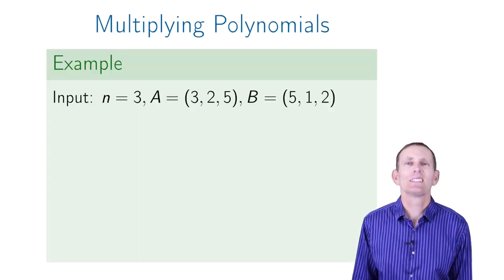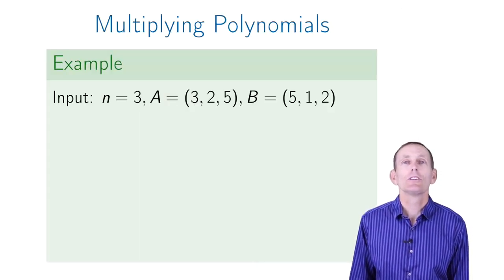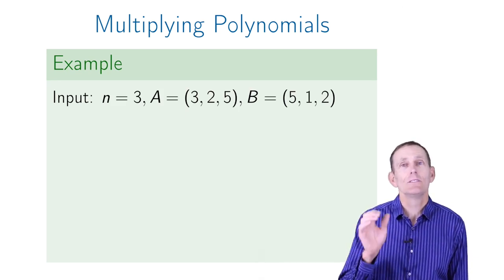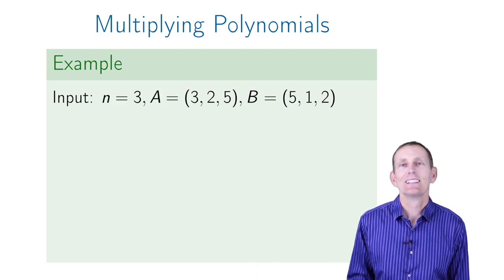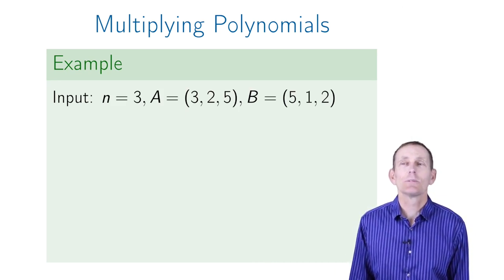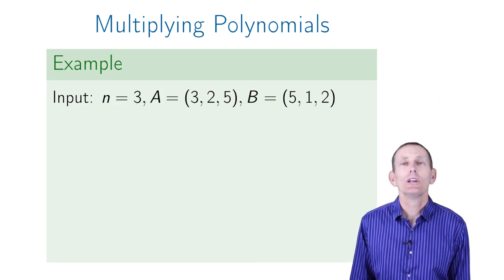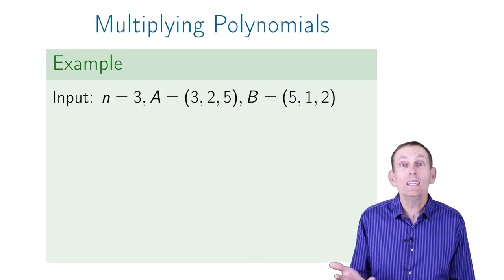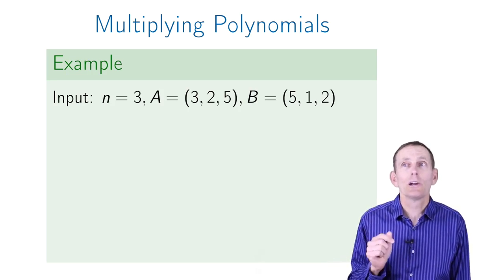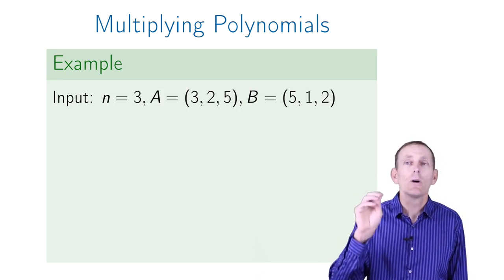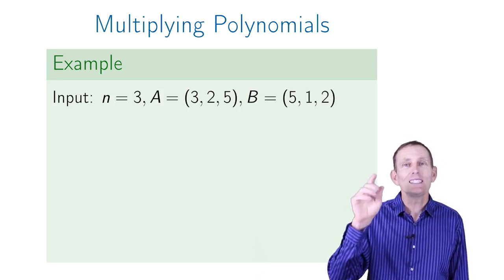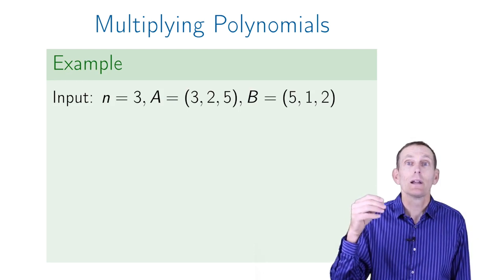So here's an example. This is actually the same example we had before. So n is 3, and all we need, notice, are the coefficients. We don't actually need to have the x's written out. So 3, 2, 5 means 3x squared plus 2x plus 5. 5, 1, 2 means 5x squared plus x plus 2. What if b were only a degree 1 polynomial? It was just x plus 2. Well, then we would set b equal to 0, 1, 2. That is, b's x squared term is 0x squared.